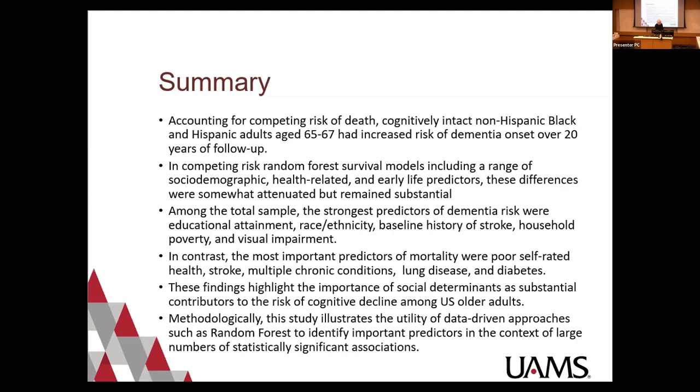Among the total sample, the strongest predictors of dementia risk were educational attainment, race and ethnicity, baseline history of stroke, household poverty, and visual impairment. In contrast, the most important predictors of mortality were poor self-rated health, stroke, multiple chronic conditions, lung disease, and diabetes. These findings highlight the importance of social determinants as substantial contributors to the risk of cognitive decline among U.S. older adults. And the study illustrates the utility of data-driven approaches such as random forest to identify important predictors in the context of large numbers of statistically significant associations.